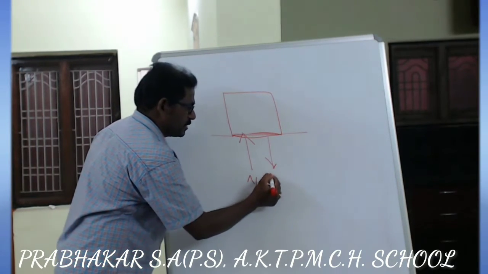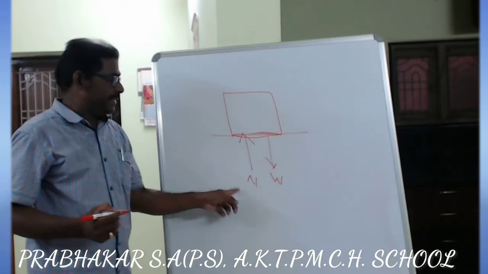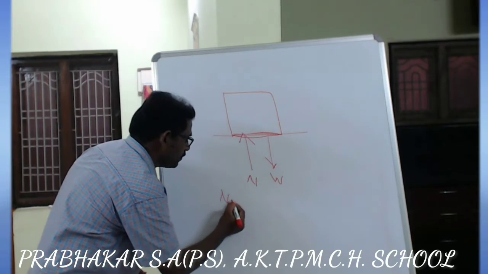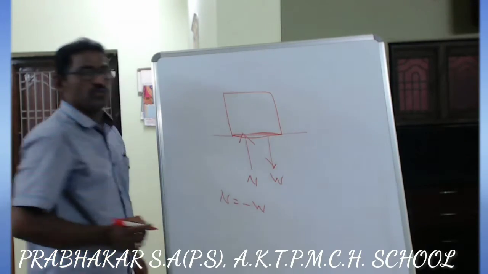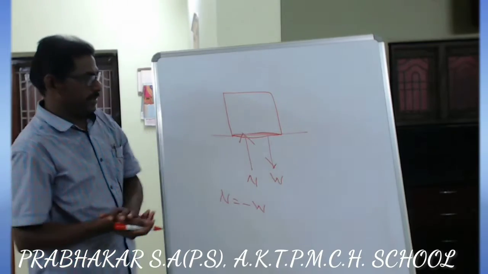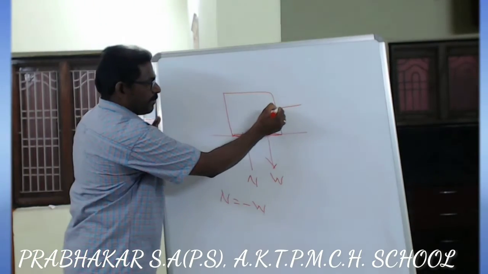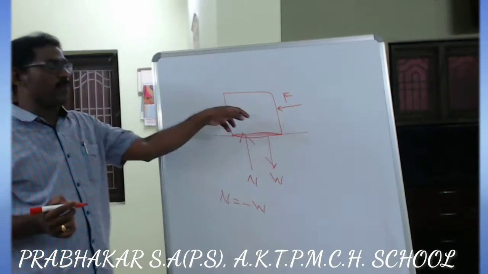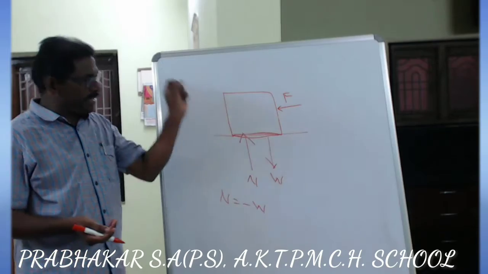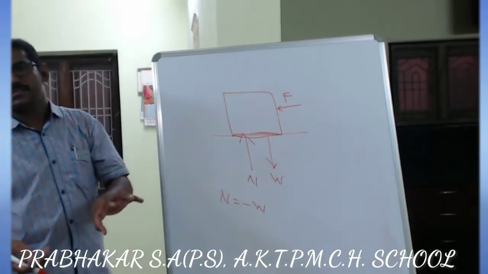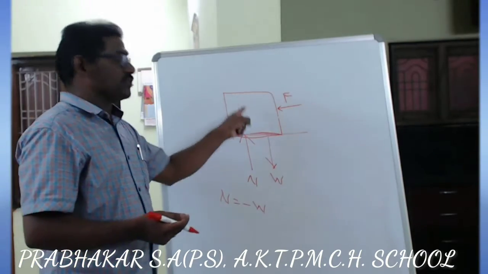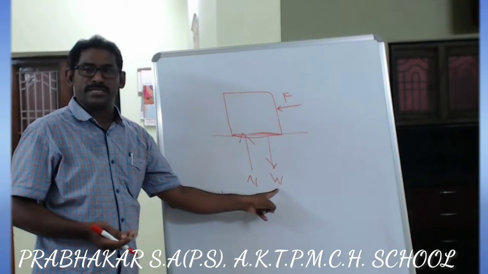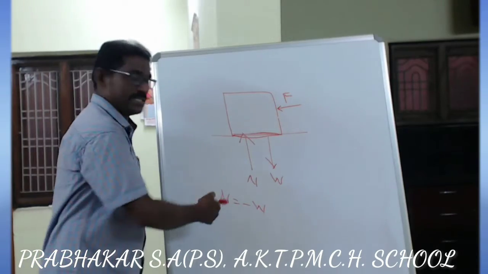This is the normal force, this is the gravitational force, and these two forces are balanced. That means here N is equal to minus W. These two forces are equal and in opposite directions. In the same way, the force applied by us on the box is capital F. Here the block is at rest. To be at rest, the net force acting on this object is 0. Here these two forces are equal and opposite, hence the algebraic sum of these two forces is 0.